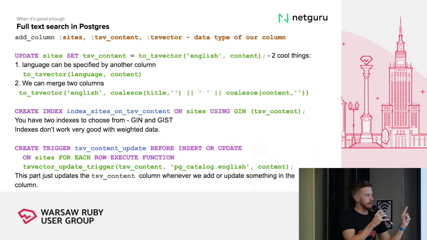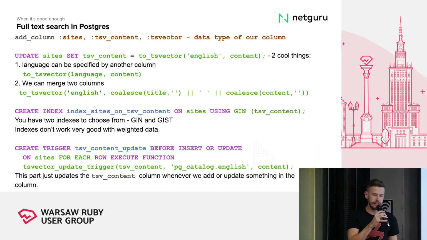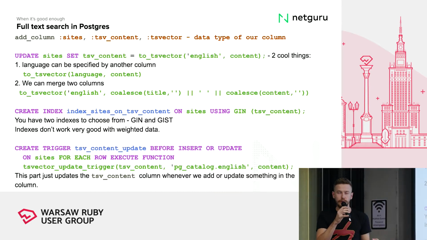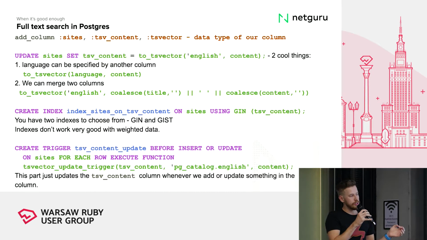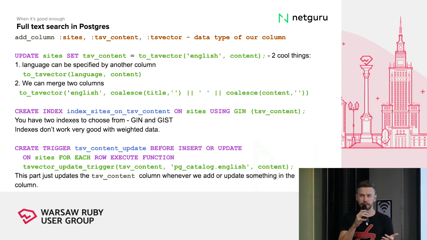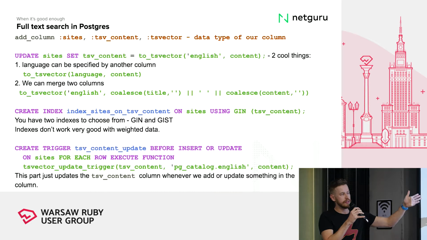GIN index. You have two indexes to choose from, GIN and GiST. They have their pros and cons. GIN is the default index because it does not give false positives like GiST sometimes does. So GiST sometimes needs to do another query to be sure that the result of the search is not a false positive. So GIN is much more precise, but at the same time it's much bigger, so it's slower to update the base column.